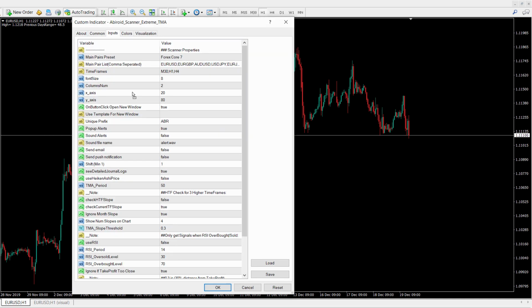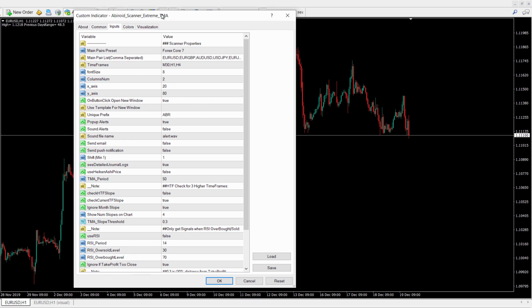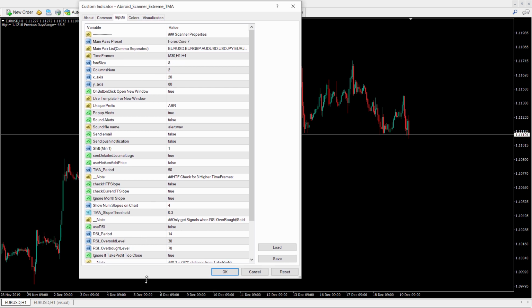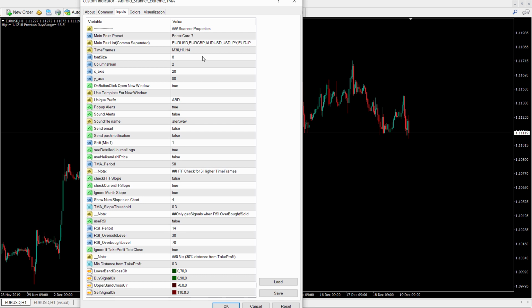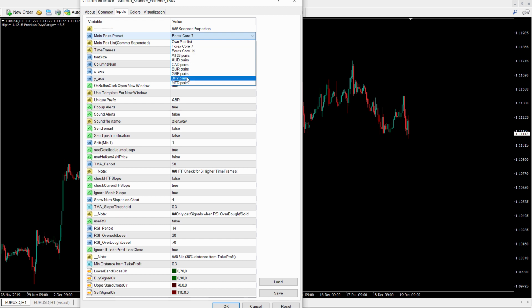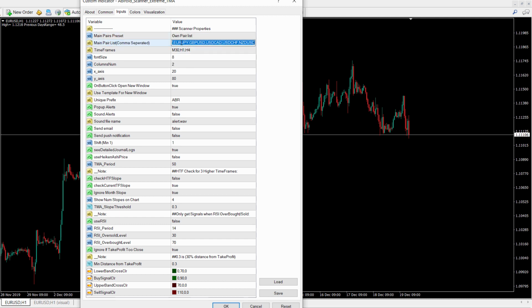So this is based on the arrows indicator. This is the scanner dashboard indicator, and it has the exact same settings as the arrows indicator, along with a few added settings, like how many pairs you would like to have. You can select all of these presets, or you can also have your own pair list. You can specify a comma separated value of all the pairs that your broker supports. Like you can also have BTC USD if you want to trade bitcoins.